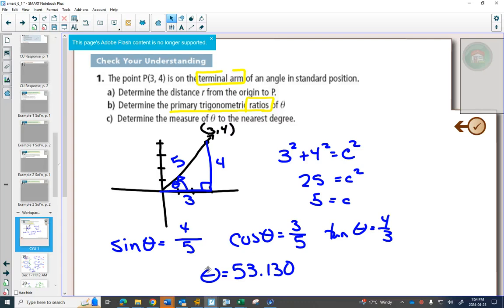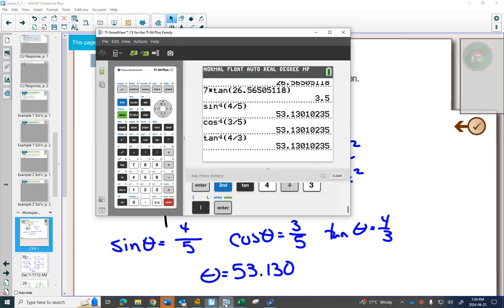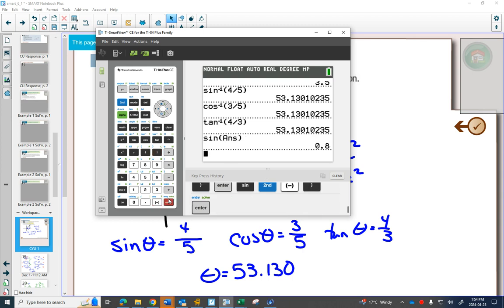By itself, no. But as soon as you put an angle with it, like if I put sine of, and I put that answer in, 53.130, it has an answer. It's exactly 0.8. Why does that have an answer by itself? Because 0.8 is what 4 divided by 5 is. I know, why did sine have an answer? Sine itself is a function.